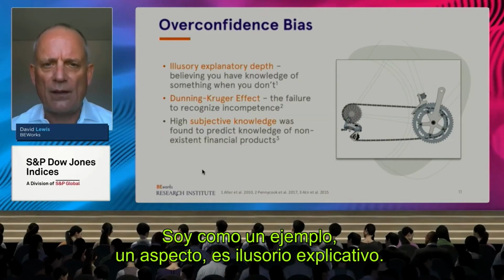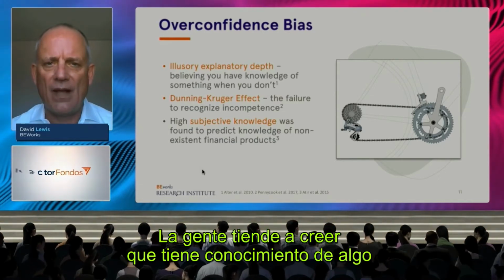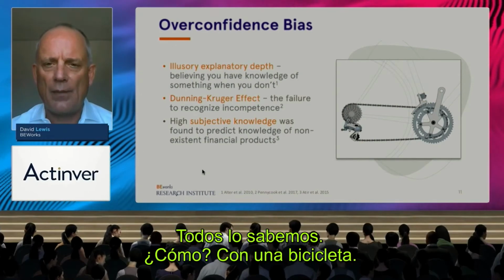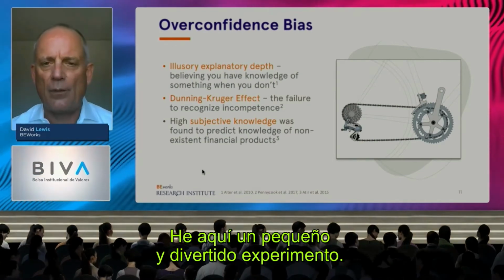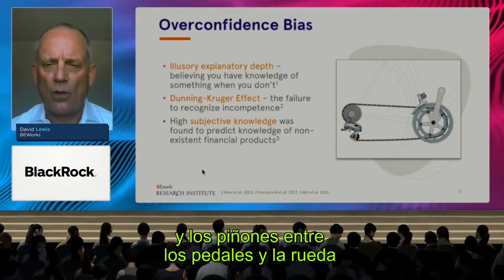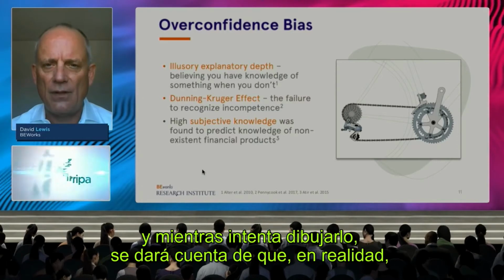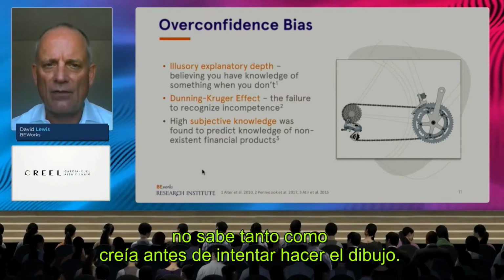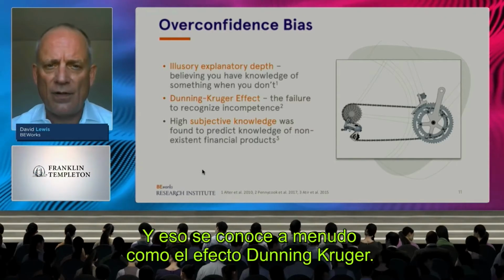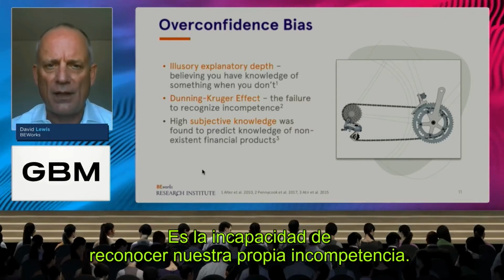As an example, one aspect is illusory explanatory depth. People tend to believe they have knowledge of something when they don't. Think about a bicycle. We all know how a bicycle works. Here's a fun little experiment. Just try drawing how the chains and sprockets work between the pedals and the wheel. And as you try to draw it, you'll realize you don't actually know as much about it as you think you do before you try to make the drawing. And that's often referred to as the Dunning-Kruger effect. It's the failure to recognize our own incompetence.